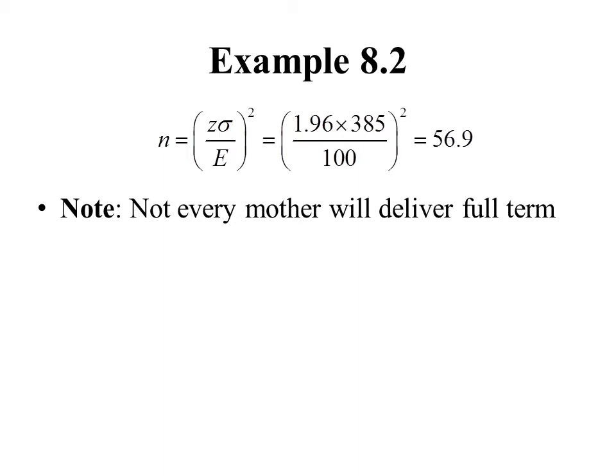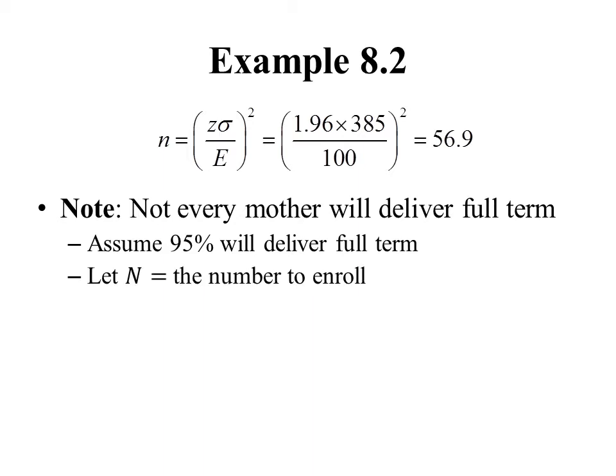So in other words, we're going to enroll some people, but not all of them are going to be able to complete the study. In other words, some of them are going to attrition out. So we've got to take that into account. So let's assume that 95% will deliver full term. Now this 95% number has nothing to do with our 95% confidence level. It's just an assumption that we're making about full term births. We're assuming that 95% will deliver full term. So let's take that into account.